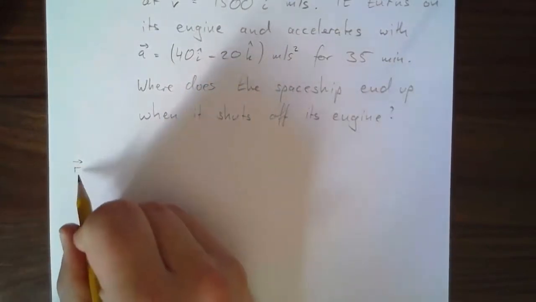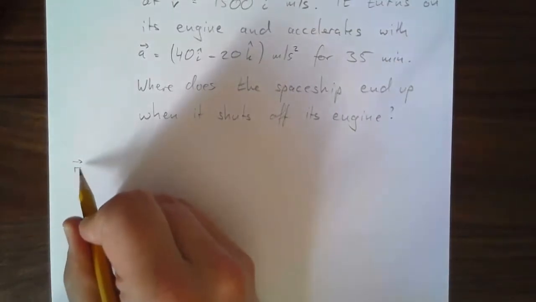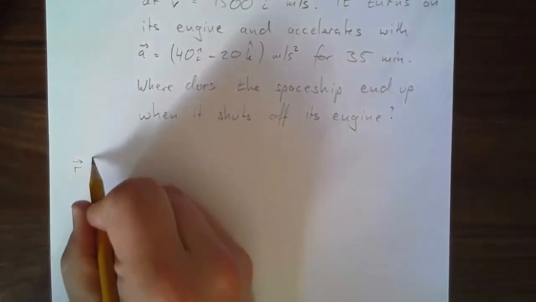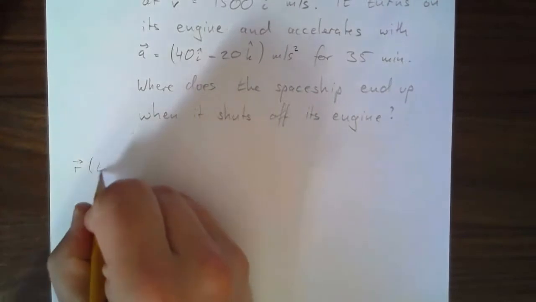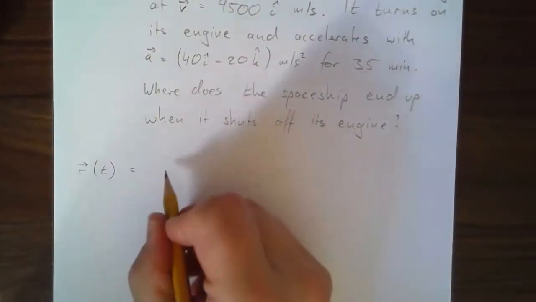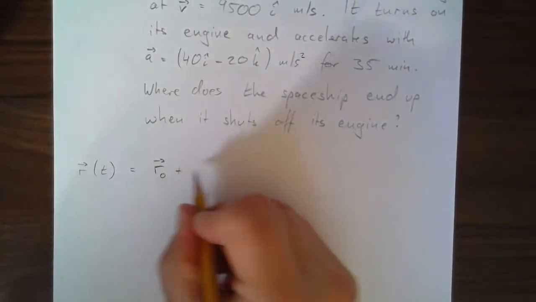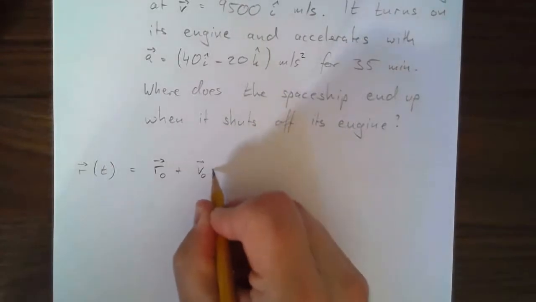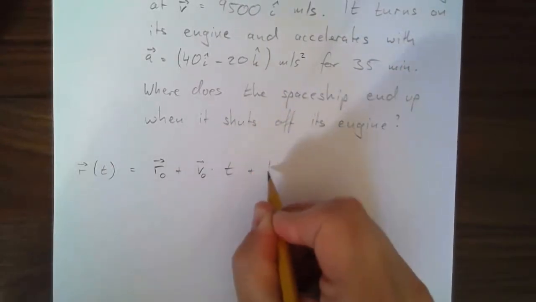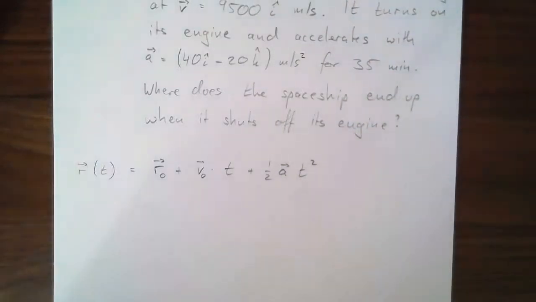Our position R, and often we use the letter R as a vector for a general position. Not universal, but fairly common. So R is a function of time. Well, it's accelerated motion, so I know what that is. It's where you start, plus your initial velocity times time, plus 1/2 your acceleration times t squared.